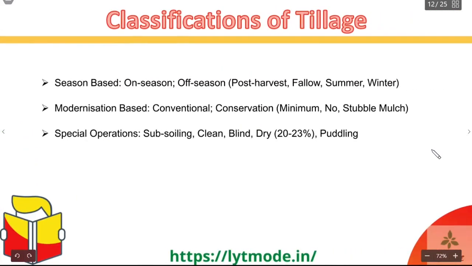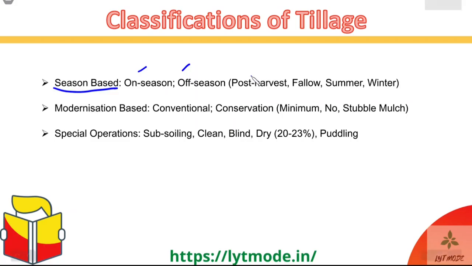So, classifications of tillage. Now tillage can actually be classified in various senses. For example, if you classify on the basis of seasons, then you can say that there is off season and on season tillage. Basically, on season is the one which is done during the season, and off season is the one which is done after the season.